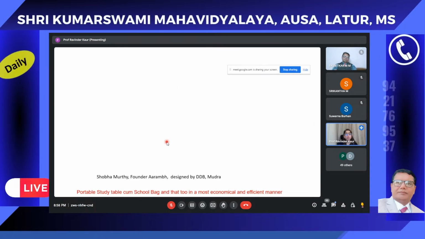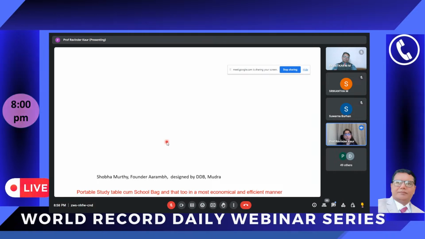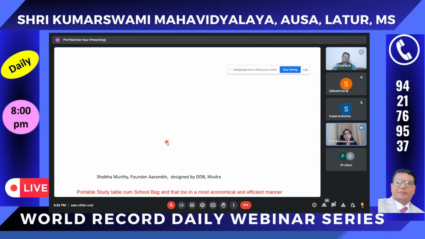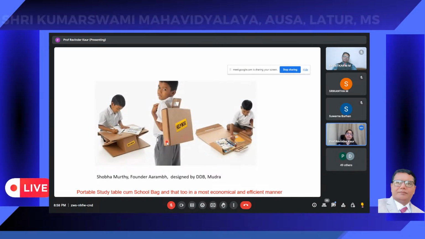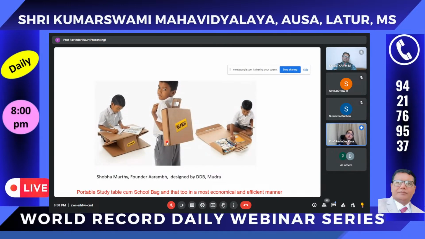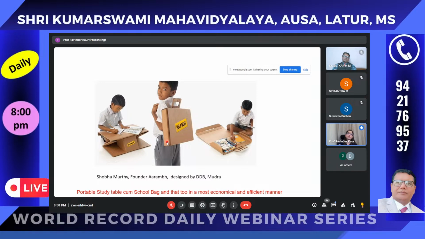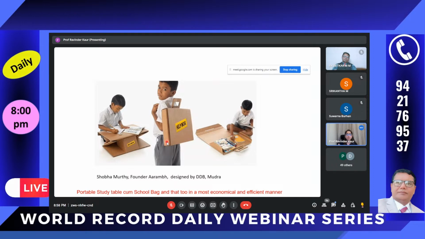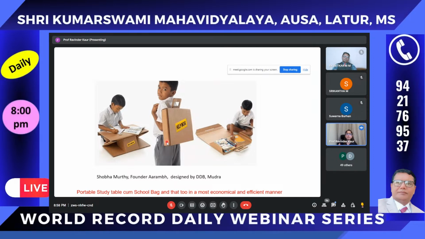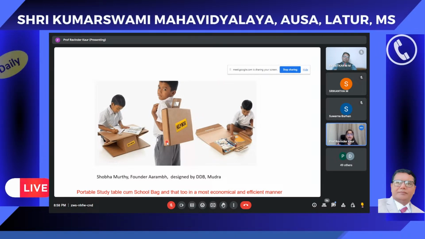Now, hats off to Shobha Murthy. What I'm going to show you is again a very amazing thing. You'll be amazed to see how design thinking works. Now, when we were talking of disposing of our kitchen waste, this was one problem. Again, we get things in cartons, right? So many things come in cartons, which is actually a waste.